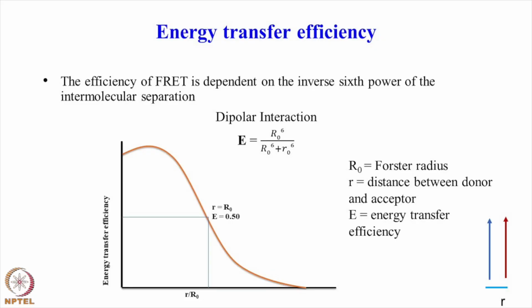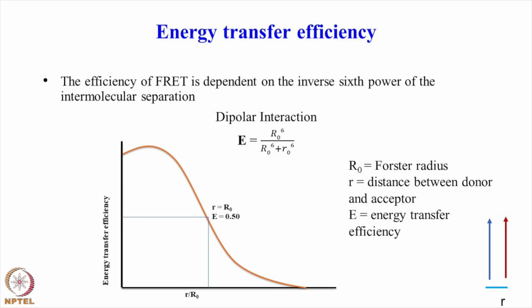Another important thing is the distance, and that is called the Forster distance. Energy transfer efficiency depends upon the inverse sixth power of the intermolecular separation. So how close or how far they are gives you the efficiency of the transfer: E = R0^6 divided by (R0^6 + r^6). R0 is the Forster radius, which is fluorophore dependent. The r is the distance between donor and acceptor, and E is the transfer efficiency.